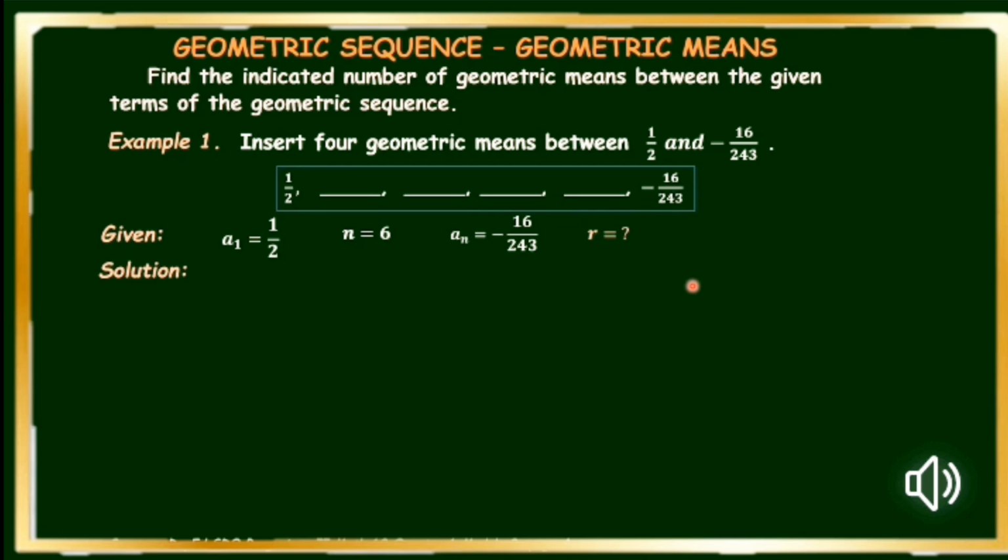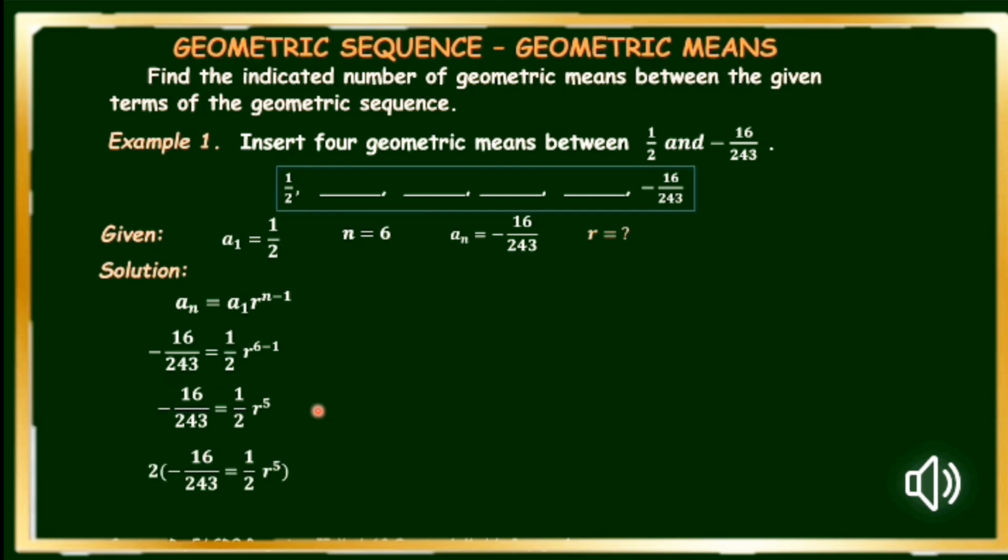Since we have the 6th term, we're going to write an equation for the 6th term using a sub n equals a sub 1 times r raised to n minus 1. So our a sub n, or a sub 6, is -16 over 243. This is equal to a sub 1, 1/2, times r raised to n minus 1, or 6 minus 1. That will be -16 over 243 equals 1/2 times r raised to the 5th power.